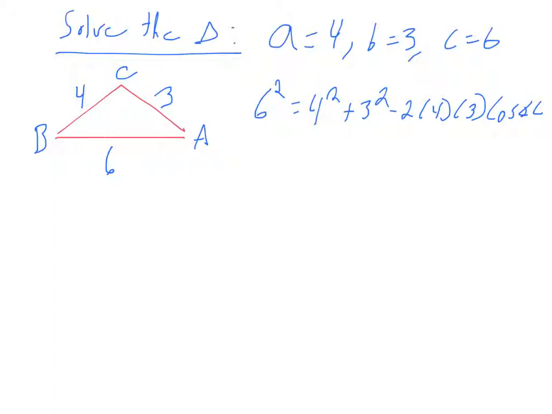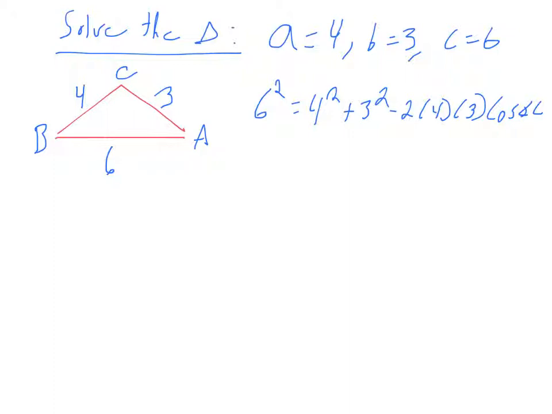Right, so that's how that should set up. So the first thing we should do is solve for cosine of angle C, and we should do so in a way that we get an exact figure. It's all addition and subtraction and multiplication. There's no division going on here, so we can keep this exact.